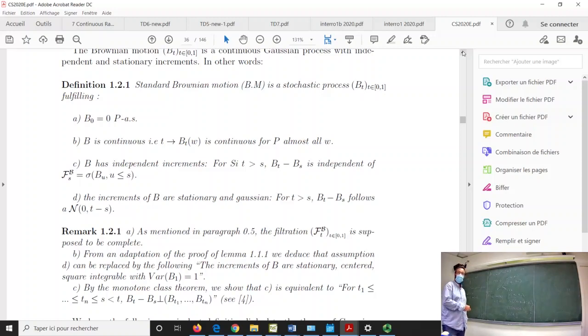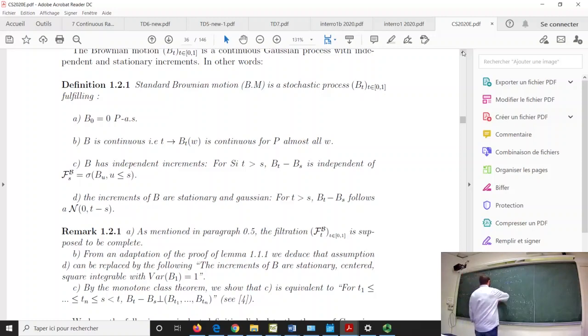They are independent because I have this. BT minus BS is independent of all this one. In particular, it is independent of BS. So the expectation of the product is the product of the expectations, each of them being 0, because BT minus BS follows N(0, T minus S).